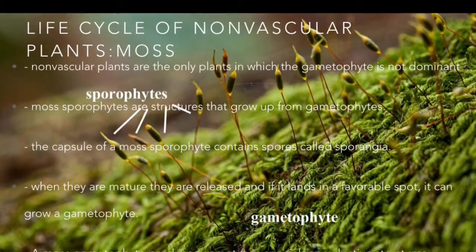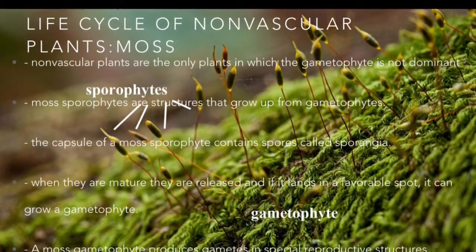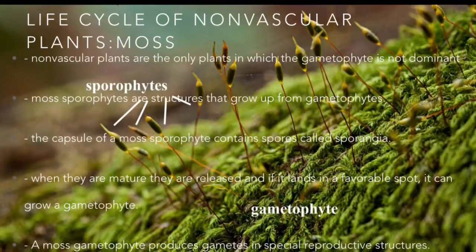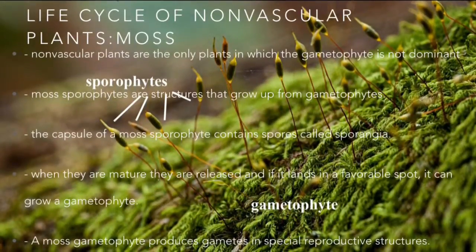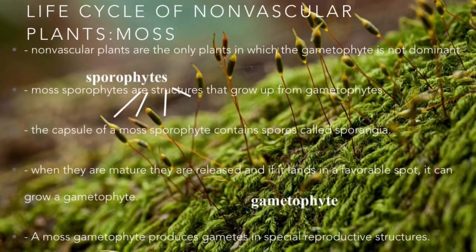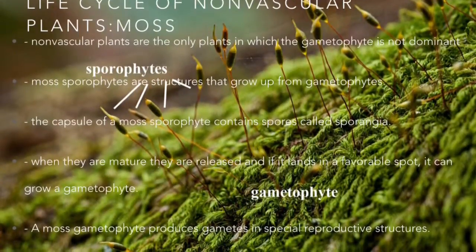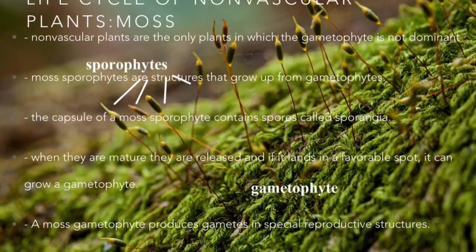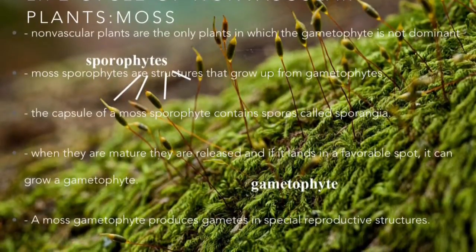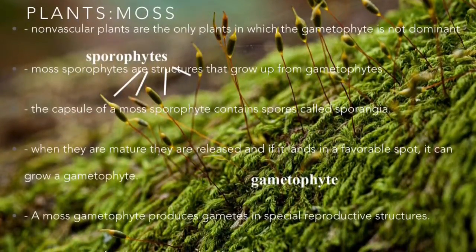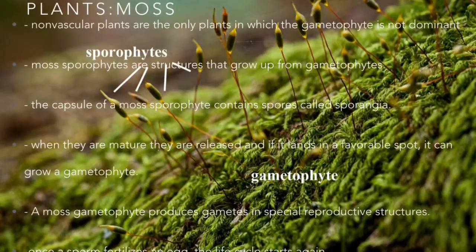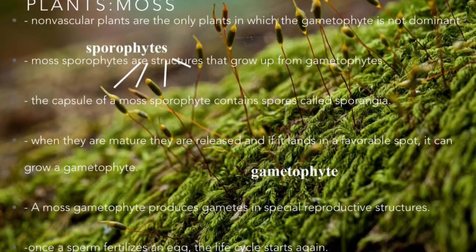Life cycle of a nonvascular plant. Moss. Nonvascular plants are the only plants in which the gametophyte is dominant. Sporophyte. Moss sporophytes are structures that grow up from the gametophyte. The capsule of a moss sporophyte contains spores, produced in sporangia. When they are mature, they are released, and if one lands on a favorable spot, it can grow into a gametophyte.